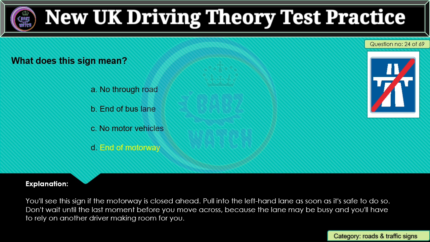End of motorway. Explanation. When you leave the motorway, make sure that you check your speedometer. You may be going faster than you realize. Slow down and look for speed limit signs.